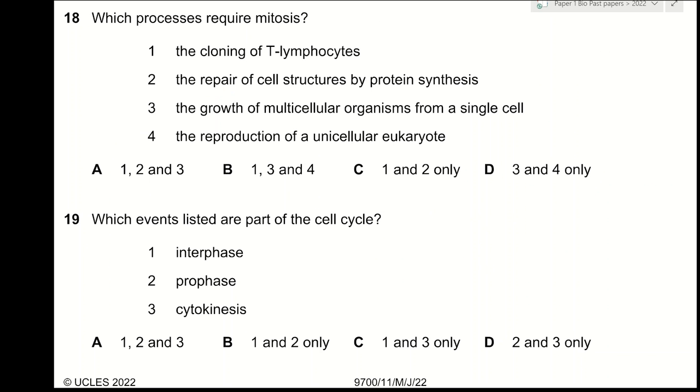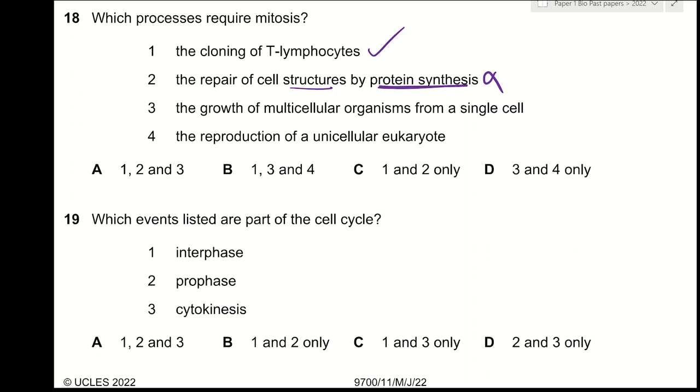Question number 18. Which processes require mitosis? 1. The cloning of T lymphocyte. Of course, it requires mitosis. And T lymphocytes are stimulated to divide by cytokines. 2. The repair of cell structures by protein synthesis. Here it's specified that the cell structure is repaired by protein synthesis. Therefore, mitosis is not required in this case. Number 2. Cell structures are repaired by themselves and they do not require the division of cells. Therefore, this is incorrect.